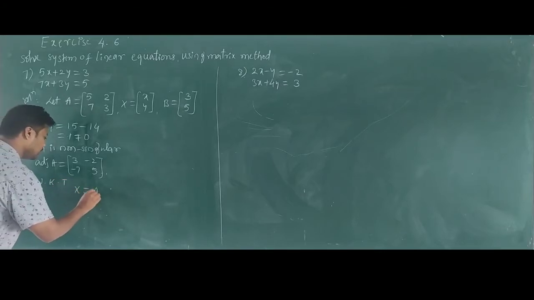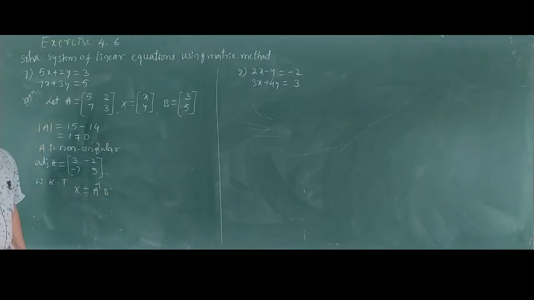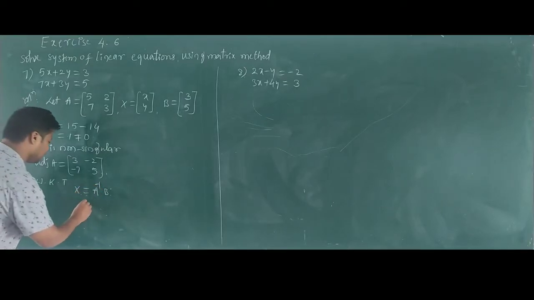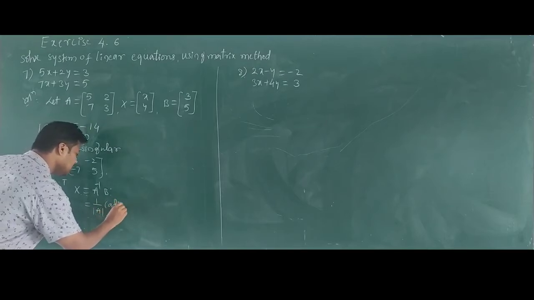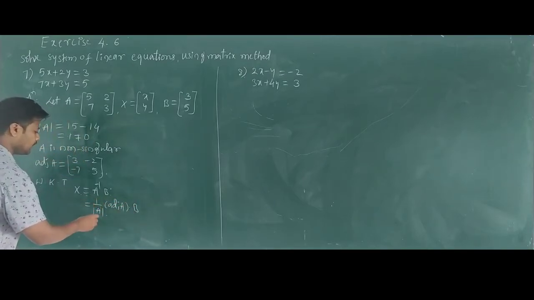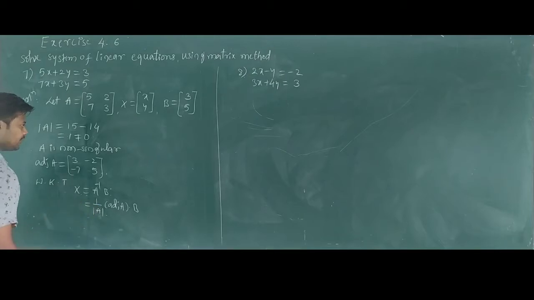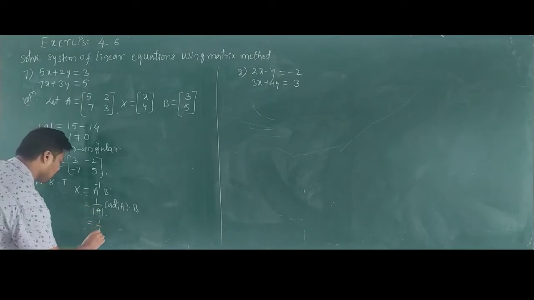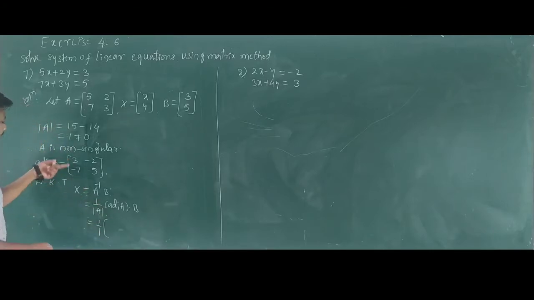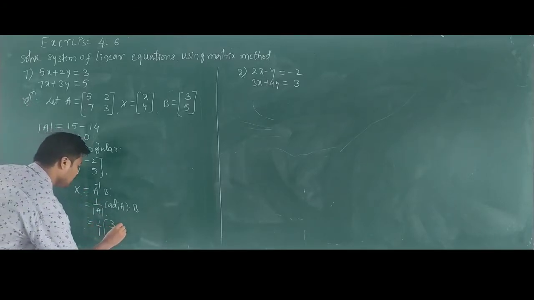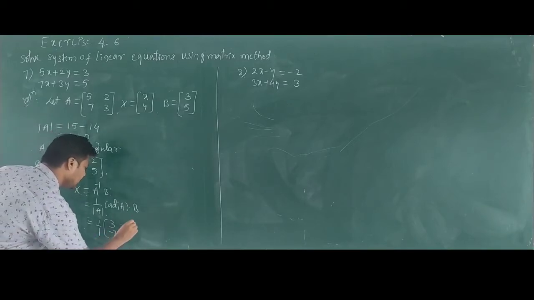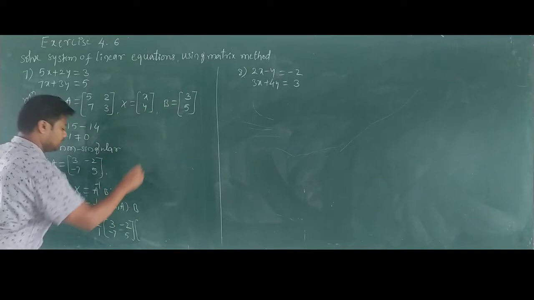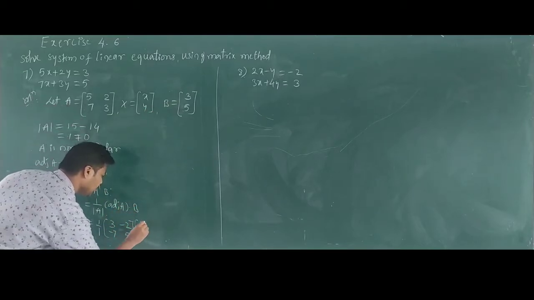We know that X equals A inverse into B. Another A inverse formula you know is 1 by determinant of A into adjoint of A, into B. So this is the formula for A inverse. So we substitute the formula: 1 by determinant of A, which is 1 by 1. Adjoint of A is 3, minus 2, minus 7, 5, into B. B is 3, 5.